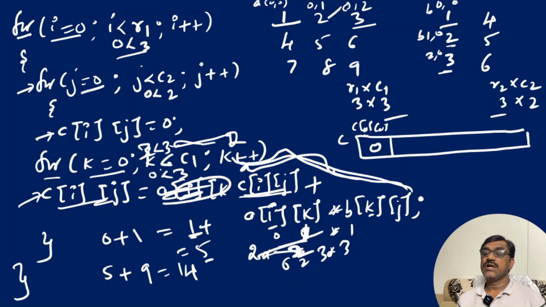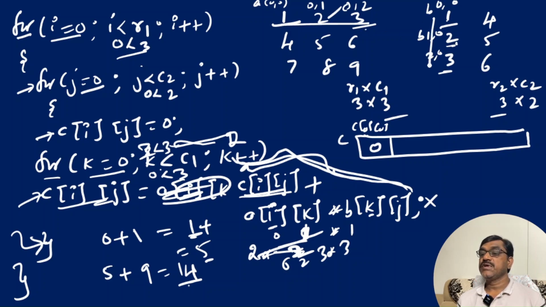3 is less than 3? No. The condition becomes false. So when it is false, it breaks the loop and goes to this closing brace. So what is the answer we got here? 14. That means 1 into 1 plus 2 into 2 plus 3 into 3. Total how much? 14 we got.